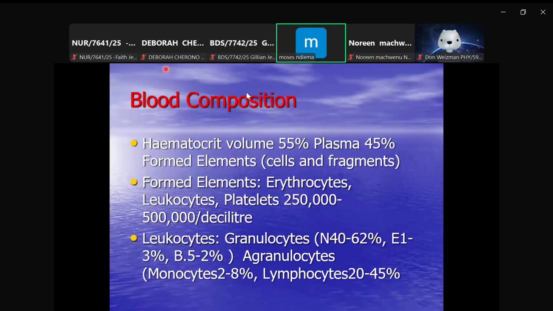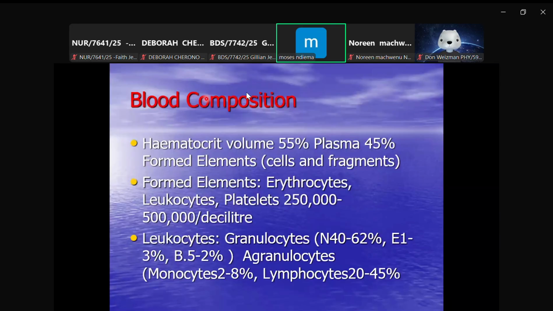Fine. Let me continue. So we'll be looking at the leukocytes, which are white blood cells, normally classified as granulocytes and agranulocytes. Granulocytes are those which have granules in them, and agranulocytes are those which do not have granules. When you talk about granules, we're talking about specific granules. Of the granulocytes, normally neutrophils are the majority, followed by eosinophils. Basophils are the least.